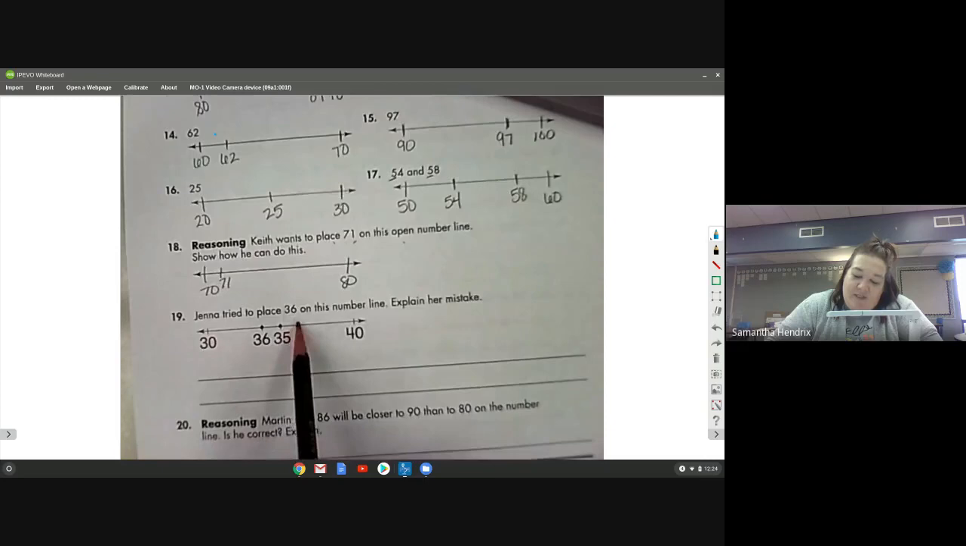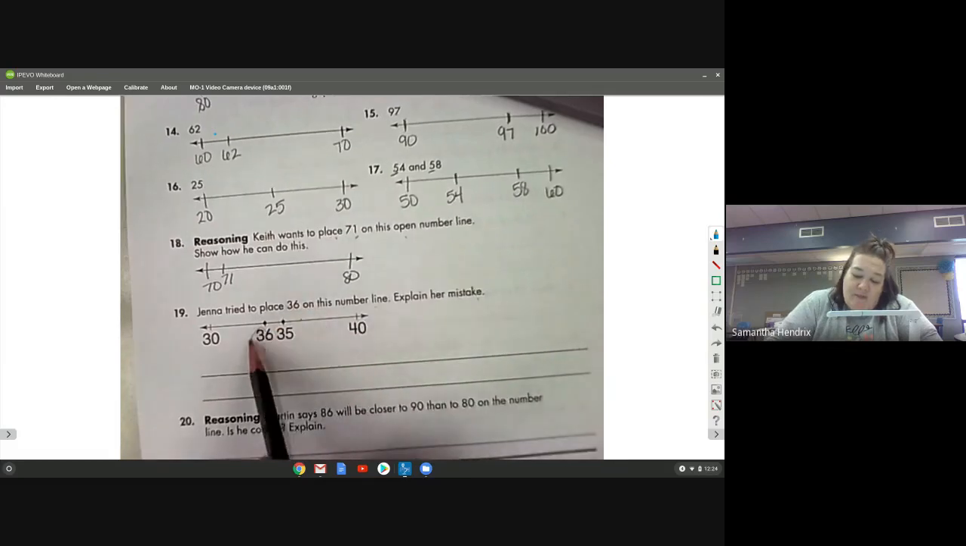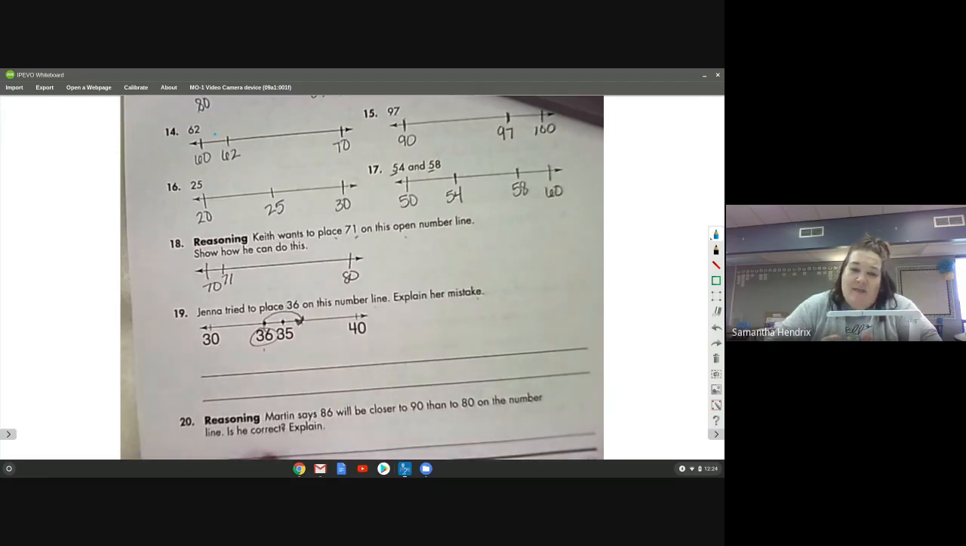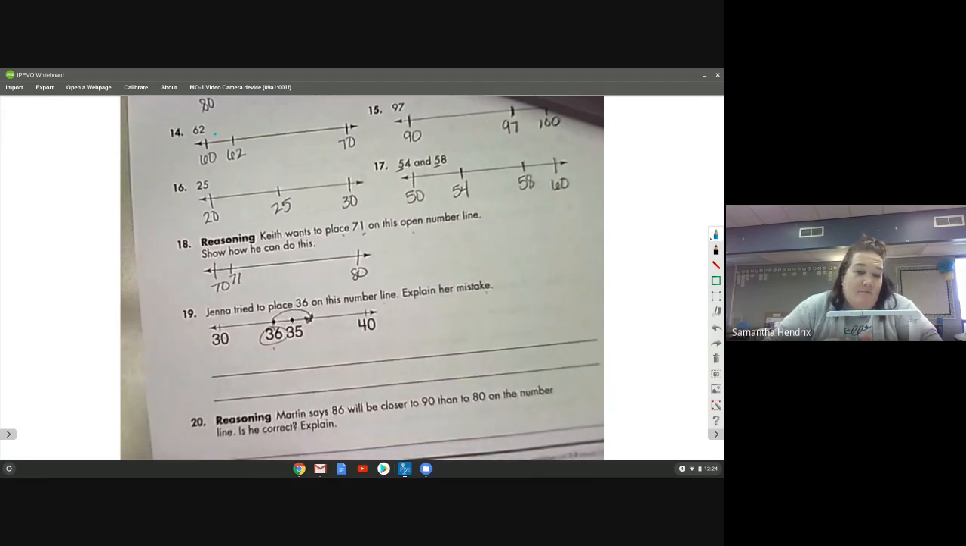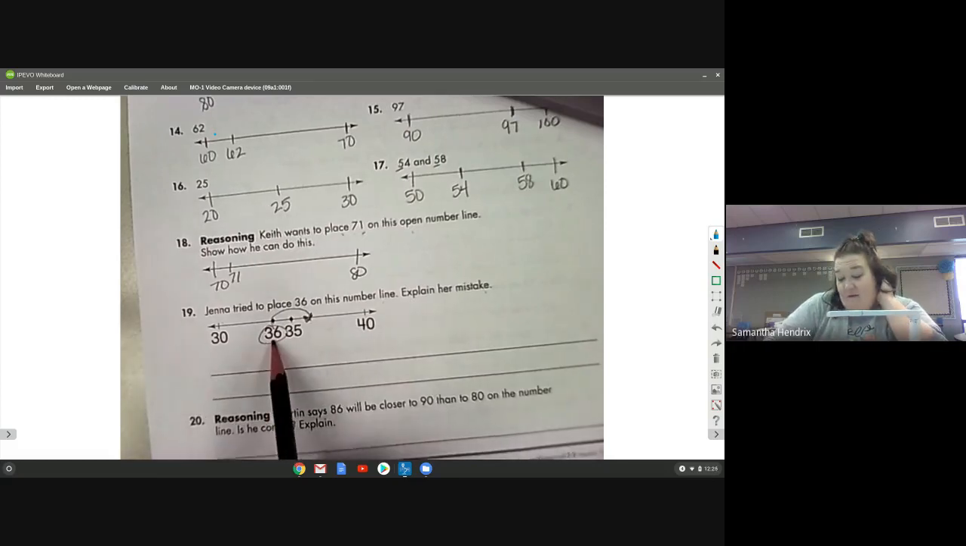Jenna tried to place 36 on this number line. Explain her mistake. Oh no. What'd she do? This should be over here, right? So how can we explain that? Lots of different ways. Tell me, how can we explain that? Is she correct? No. One, it says mistake. Okay. And we know it goes over here, but why?